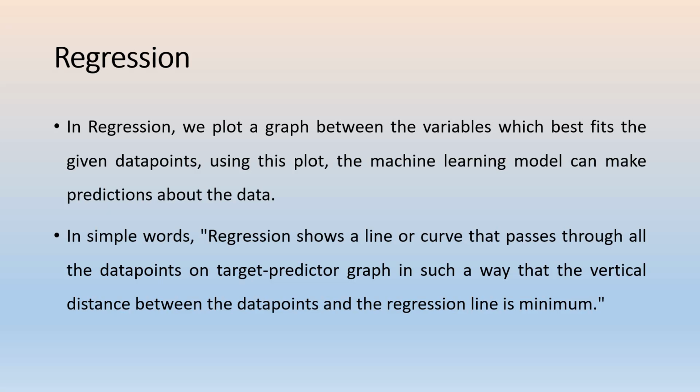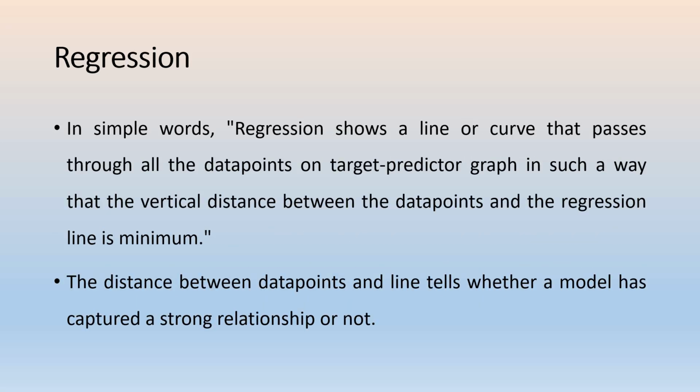That we have seen already in my past video. The distance between the data points and the line tells whether the model has captured a strong relationship or not. So it is a line or curve that passes through the collection of data points on a target predictor graph, and the vertical distance between the data points and the regression line should be minimum. That is regression.